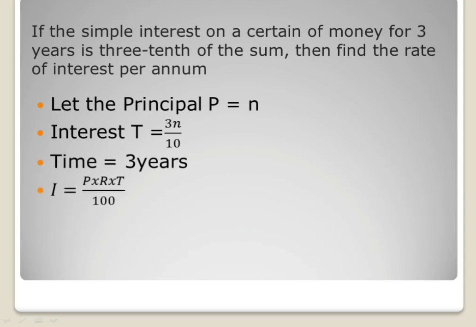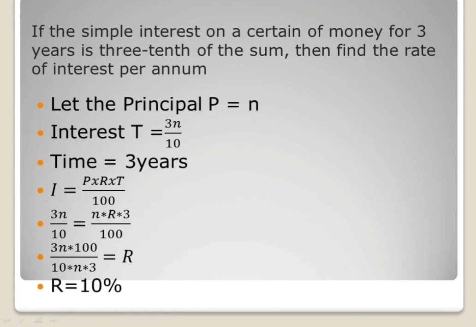Now we need to find out rate of interest. So here in place of interest I can write 3n upon 10. P is your n. R we need to find, and T, time, is given 3 years, upon 100. Substituting all the values, now I will get this. Now what we can do, we can solve for R. So this 100 is multiplied on this side and n and 3 are divided on this side. So here cancelling out, 3 cancels out with 3, n cancels out with n, 100 cancels out with 10 and you will get 10. So R is equal to your 10%.